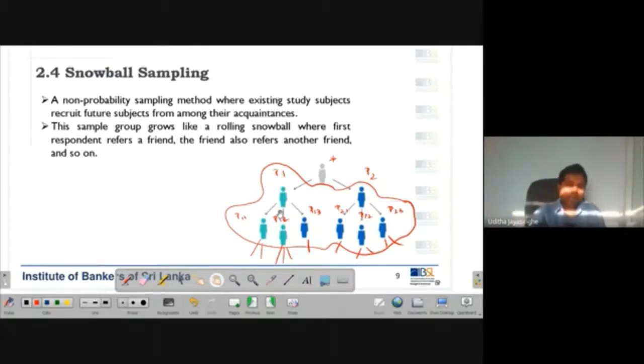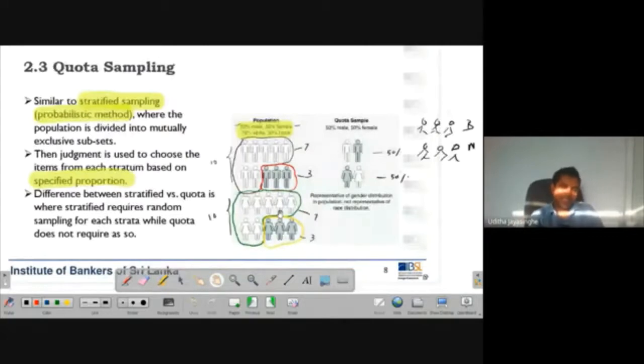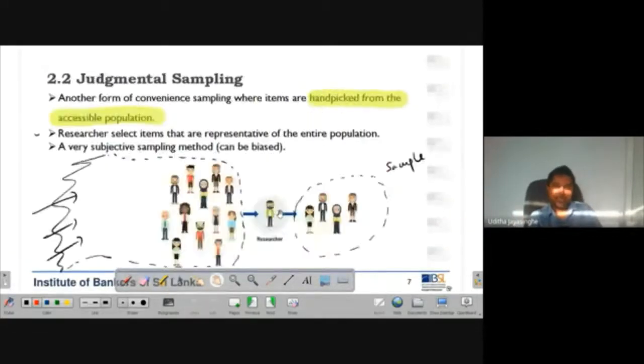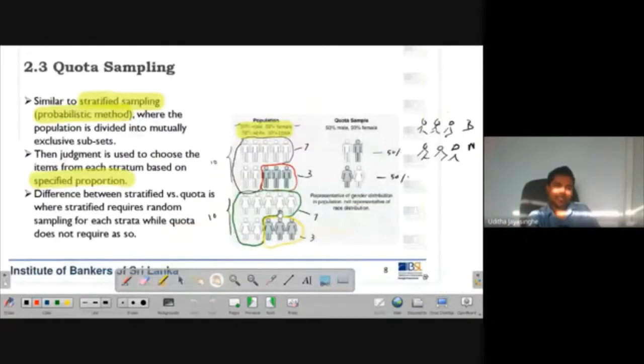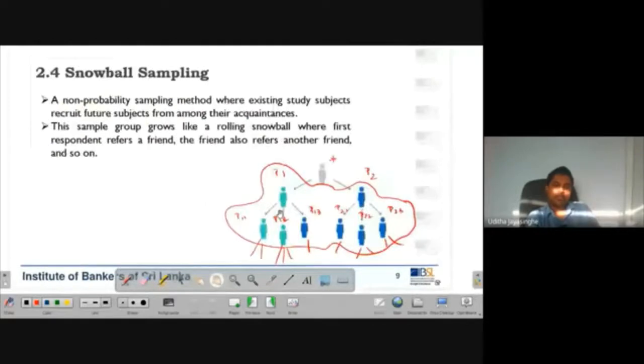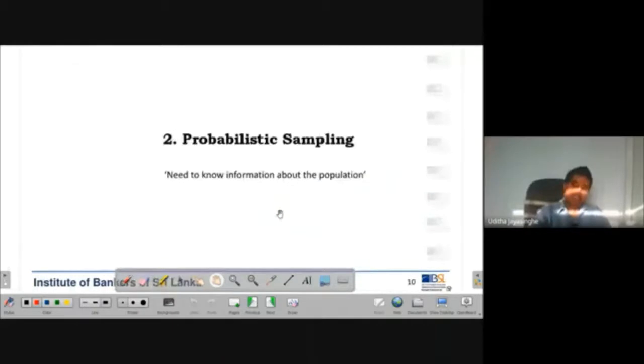Okay, quick brush up. Convenience, depending on your relative ease of access. Judgmental, another form of convenience, but you handpick based on your preference. Quota, you group them, and for those groups you give a particular quota based on your judgment. Snowball, you refer to the first person, and that person refers to the second person, third person, and so forth, and the snowball keeps on growing. These are the non-probabilistic sampling methods.